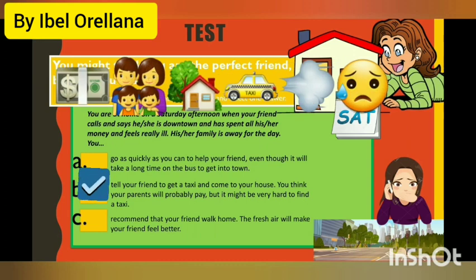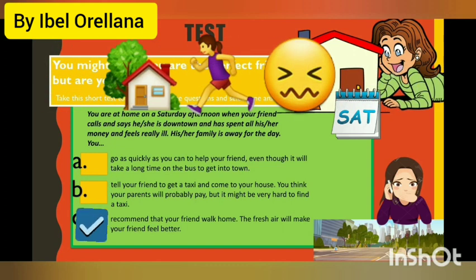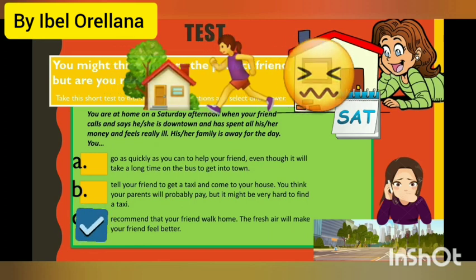B. Tell your friend to get a taxi and come to your house. You think your parents will probably pay, but it might be very hard to find a taxi. C. Recommend that your friend walk home. The fresh air will make your friend feel better.